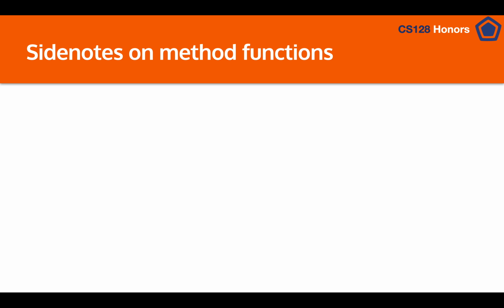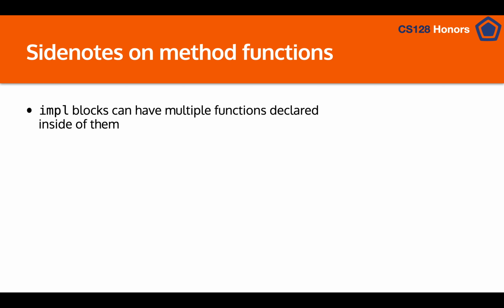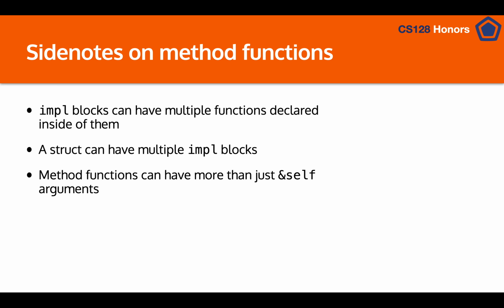So, some side notes on method functions. First off, implementation blocks can have multiple functions declared inside of them, right? You can declare more than just area inside of it. However, you can also have multiple implementation blocks for one struct, right? You don't have to put it all inside of the same implementation block. You can also, as I mentioned earlier, have more than just &self arguments, right? You could do set new width and then inside of there take in self just like before, but then have a new width as well. And then you could set the self's new width.